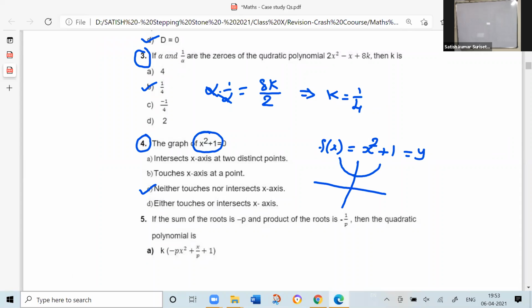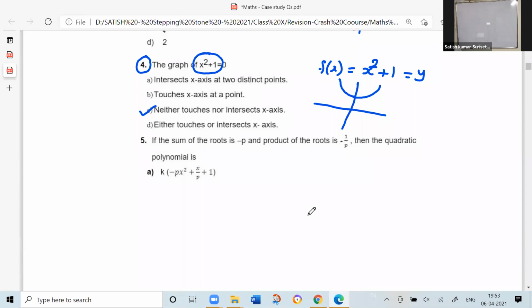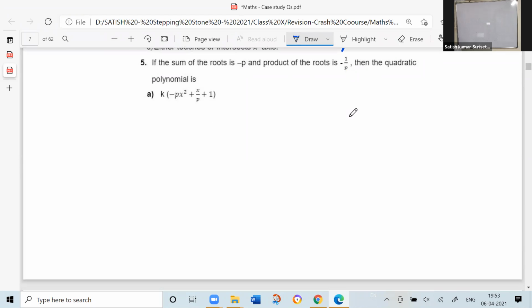Now, try next. One more, fifth one. If the sum of the roots is minus p and product of the roots is minus 1 upon p, then the quadratic polynomial is. Now, in case you remember the formula, when you know the relation between the roots, sum of the roots and product of the roots, you have a formula directly, so you can apply. So let us show you the options also. Okay, here only one option is visible, so you simplify first and then I will show you the options.